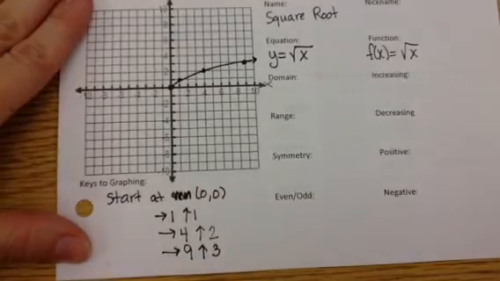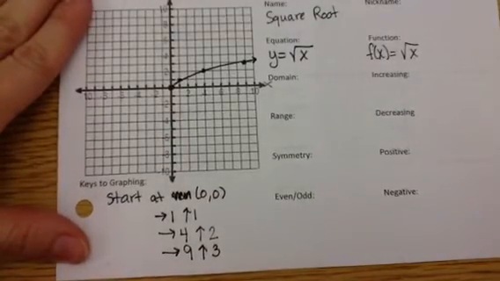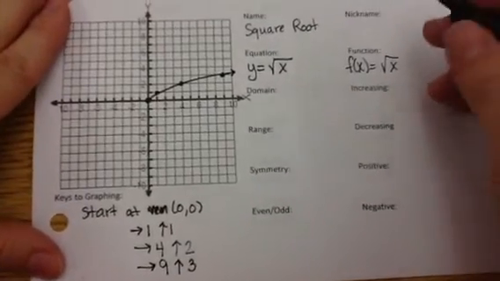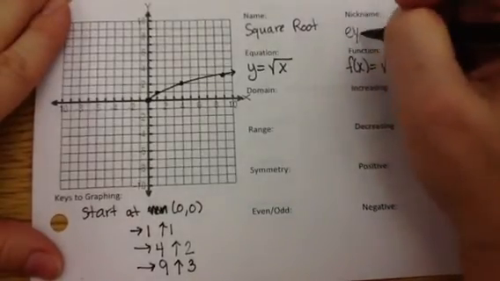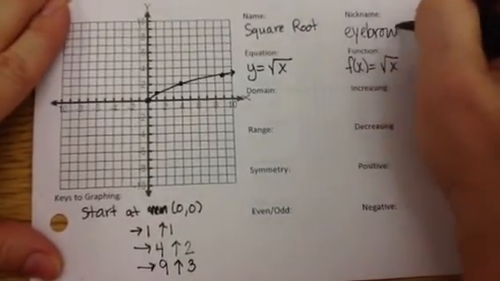It kind of looks like a sideways parabola. I sort of think it looks like an eyebrow. You can nickname it what you want, but I usually call it the eyebrow graph.